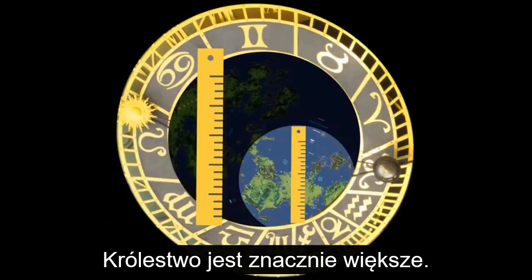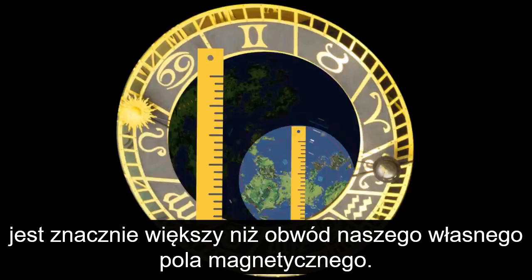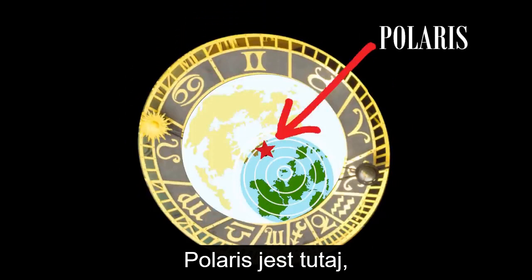The realm is much larger, and therefore the firmament and circumference of the fixed stars in the water beyond is much larger than the circumference of our own magnetic field. Polaris is here, above the center, and this is so important.